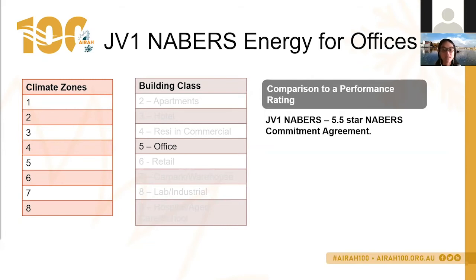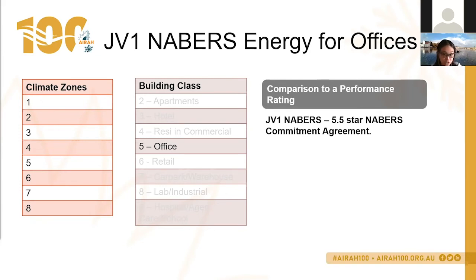There are considerations underway to consider whether the other buildings that are rateable under NABERS energy would be included in JV1. But as it stands at the moment, you can only use it for a Class 5 office. The key thing here is you need to have signed a 5.5-star NABERS commitment agreement. And when you use JV1, your energy model that you've run in your software has to demonstrate that the base building greenhouse gas emissions are less than 67% of the 5.5-star level.